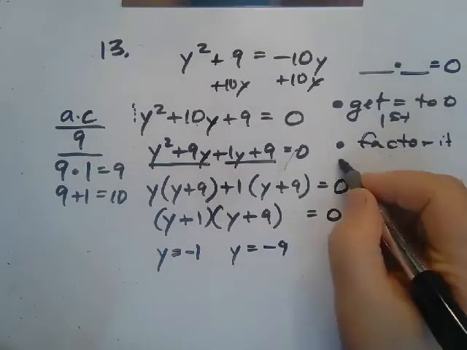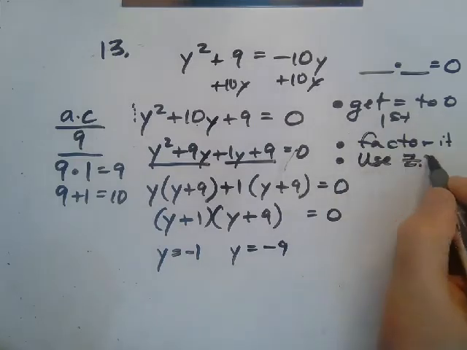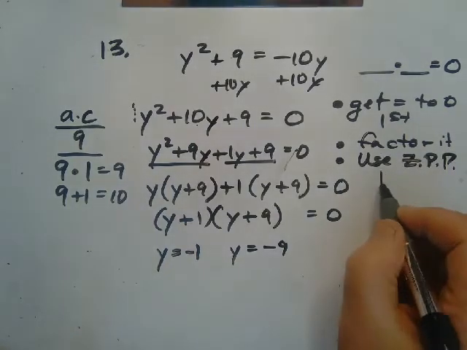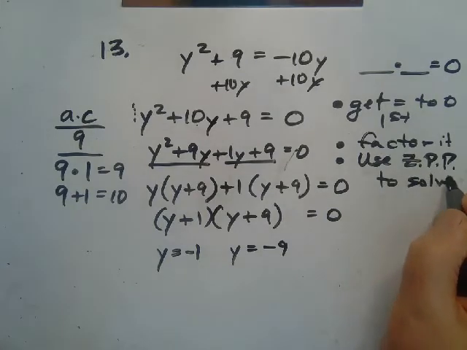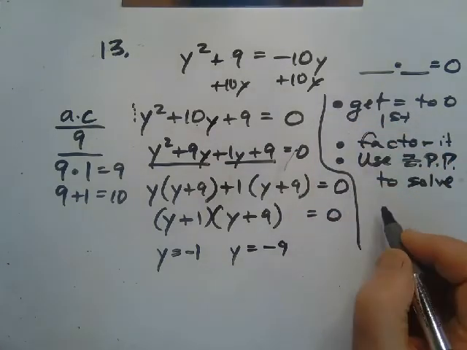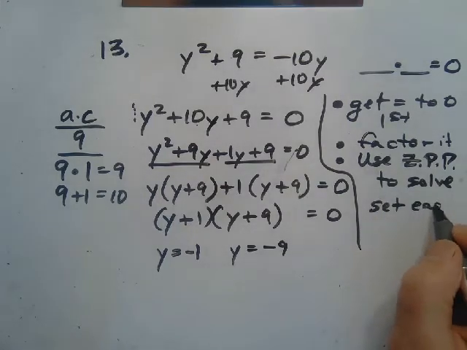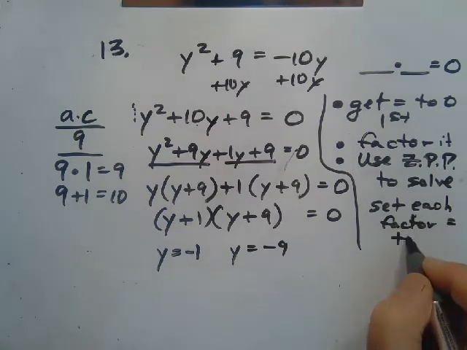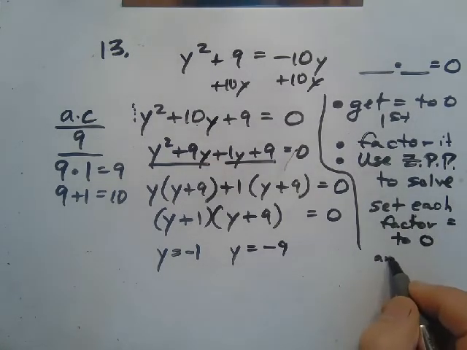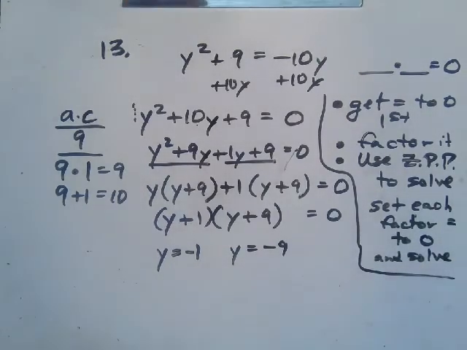So after you factor it, you're going to use the zero product property to solve. And that means you're going to set each factor equal to 0 and solve. Now, write those notes down so you have them. Those are the things that you're going to be doing here.